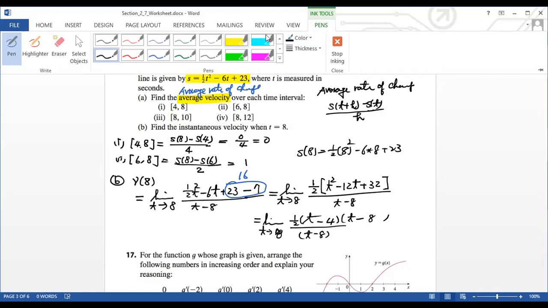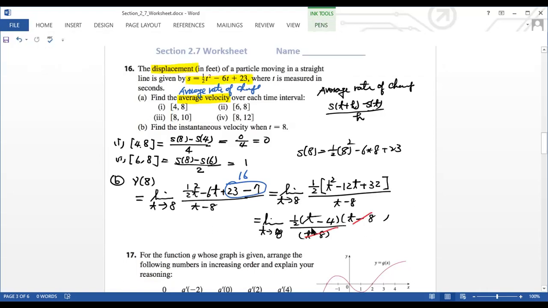And then in here, you can cancel, right? So now I get this one is equal to the limit as t approaches 8 of 1/2 times t minus 4. What is the answer here? It is 2 feet, right? So it's 2 feet per second. So that means at t equal to 8, the instantaneous velocity is 2.